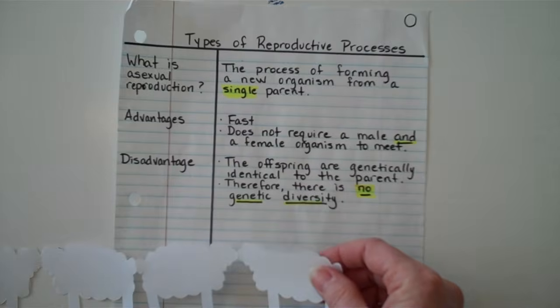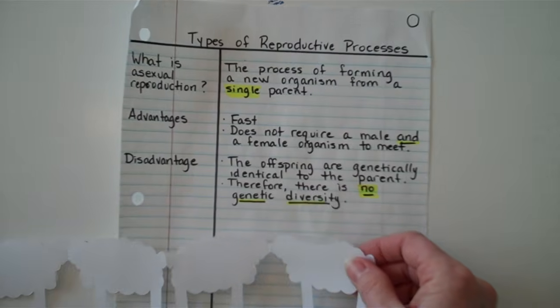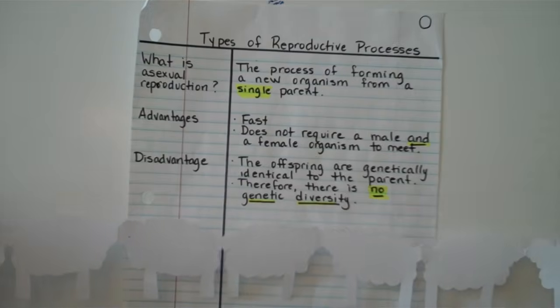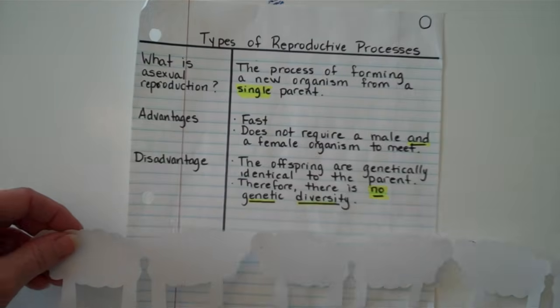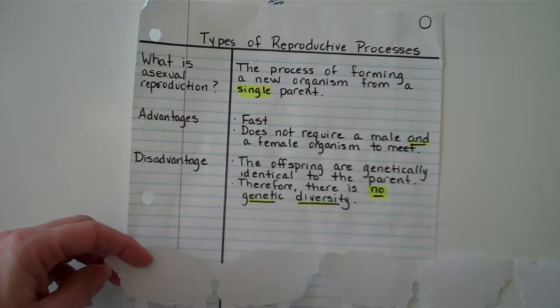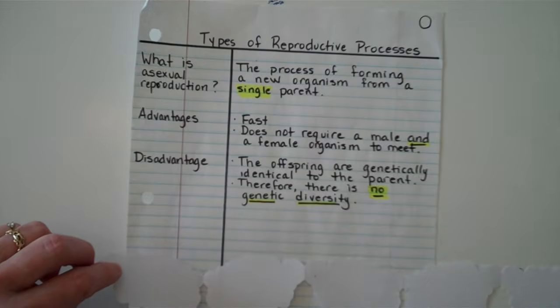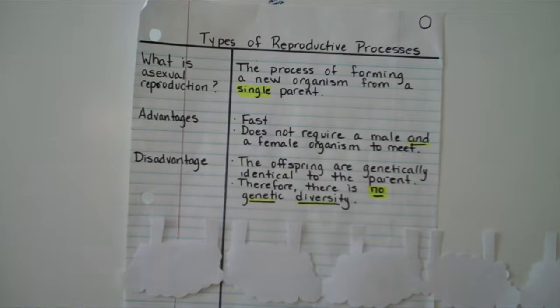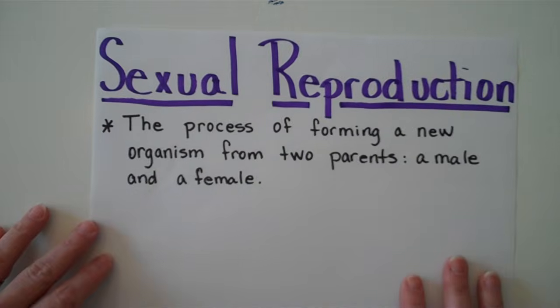That can be a problem if the original parent has a gene for cancer or a life-threatening condition. All of the offspring will be genetically exactly the same, and if it's a fatal problem, the offspring will suffer that fatality as well. There's another type of reproduction, and it's called sexual reproduction.